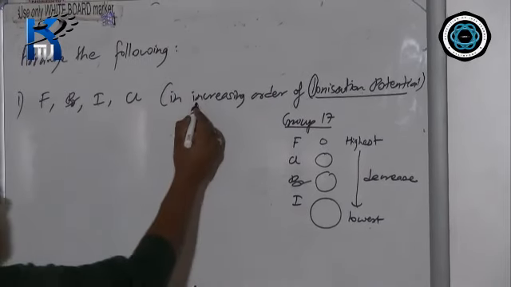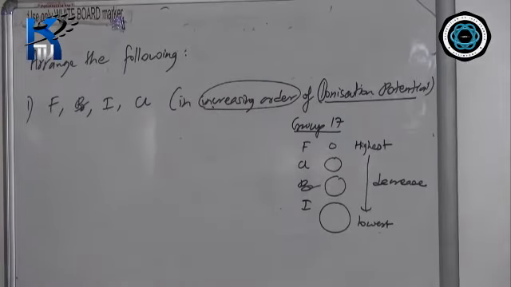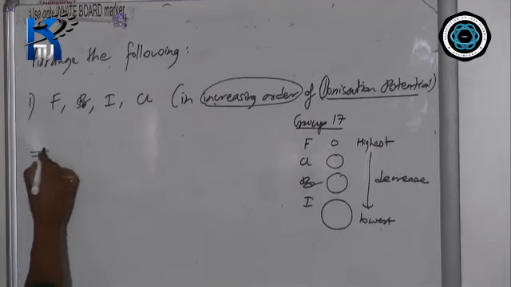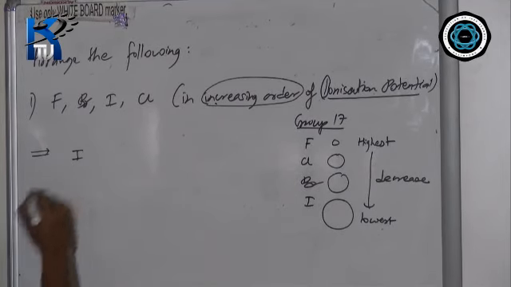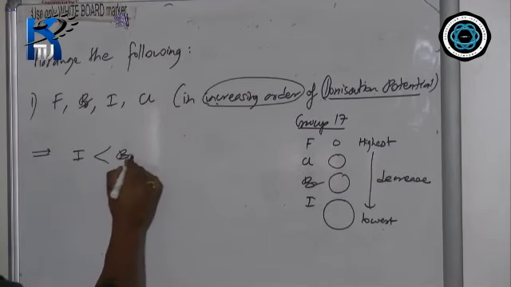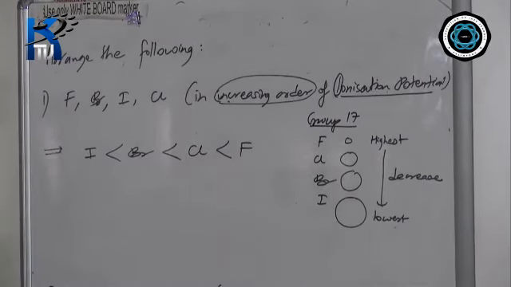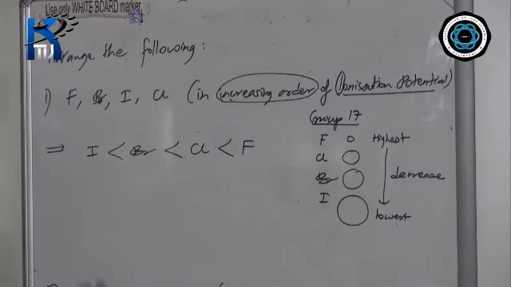Now the question has asked you to arrange in increasing order. So increasing means lowest to highest. Who is the lowest out there? Who has the lowest ionization potential? Iodine. More than that, who has? Bromine. More than that, chlorine. More than that, fluorine. So this is the increasing order of ionization potential of these elements.